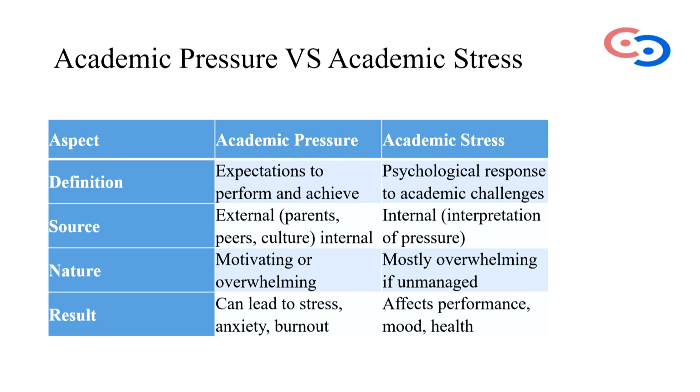Sources: academic pressure may come from external sources like parents, peers, and culture, or it may be internal. The source of academic stress is the internal interpretation of the pressure, which can be motivating or sometimes overwhelming, and mostly it is unmanaged. The result of pressure can be stress, anxiety, and burnout. On the other hand, academic stress affects performance, mood, and health.